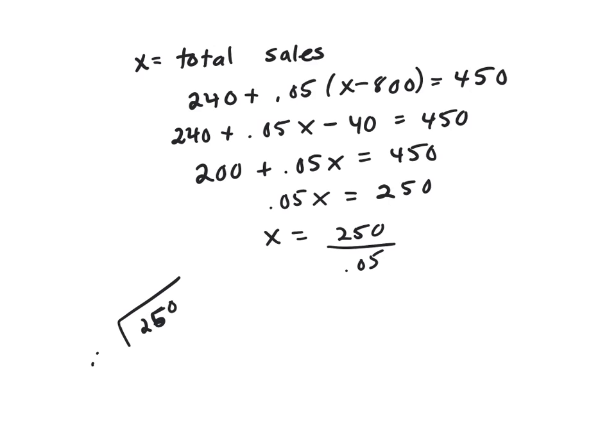Divided by 0.05, and that means you add 2 zeros. So 5 will go into 25, 5, yep, 5,000. So x is 5,000. So that's answer E.